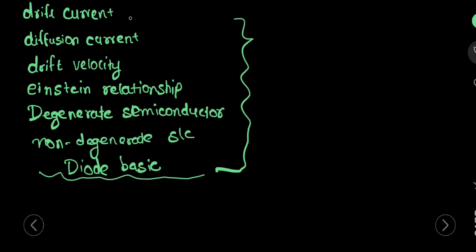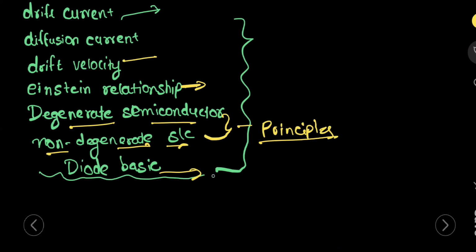In this lecture, we will talk about drift current, diffusion current, drift velocity, the Einstein relationship for semiconductors, what is a degenerate semiconductor, what is a non-degenerate semiconductor, the principles of this semiconductor, principle and applications, and we will talk about diode. What is a diode, and diode basics only, not that much in depth. We will talk about it later in the next video.